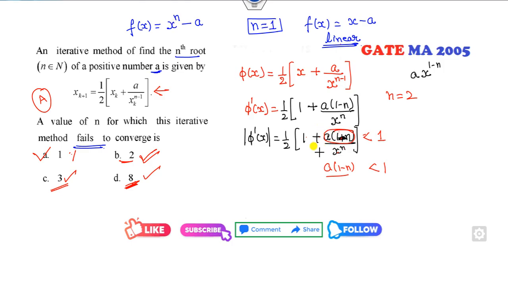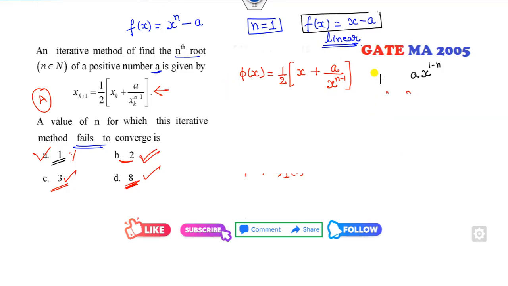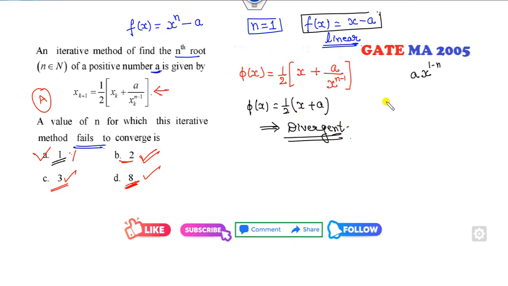Although you may think that when n is equal to 1, this expression becomes half of 1, which is less than 1, so you may think it is convergent, but remember, when n is equal to 1, your function will be here. Then what is phi x? When n is equal to 1, your phi x will be half x plus a, and clearly this is a divergent sequence. Because if you think about the sequence, it is just like n over a over 2. This is a divergent sequence, so it fails to converge. So A is the right answer.